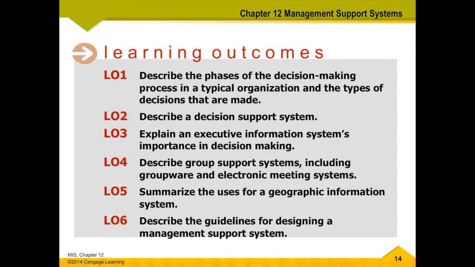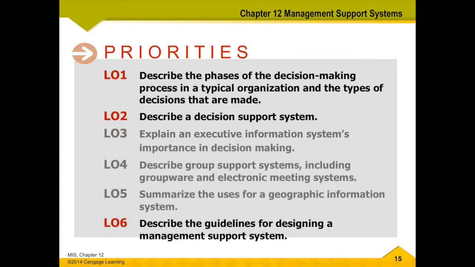Okay, so our learning outcomes, there are 6. Now, of these, which ones do I prioritize? Which ones do I really think are the most important? It would be these. Learning objective 1, having to do with the process of decision making. Learning objective 2, talking about decision support systems in general and how they're built. And learning objective 6, the guidelines for designing a management support system. That's not to say that learning objectives 3, 4, and 5 aren't important, but on the exam I'll be stressing 1, 2, and 6.